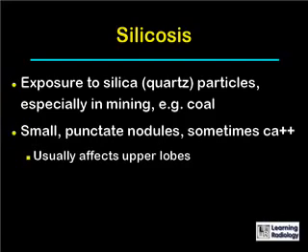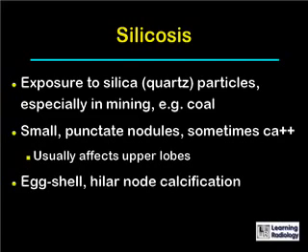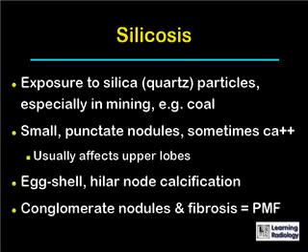These are small punctate nodules. Sometimes they calcify in the lung. They usually affect the upper lobe more than the lower lobe. The hilar lymph nodes can undergo eggshell calcification, and conglomerate nodules can gather at the lung apices along with fibrosis known as progressive massive fibrosis.